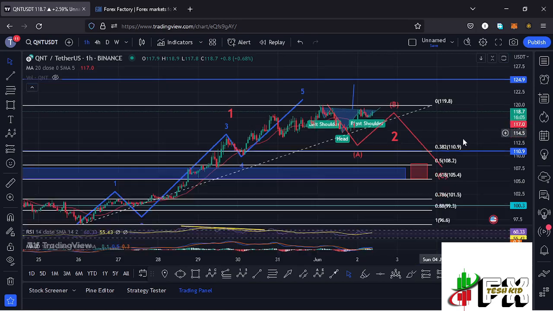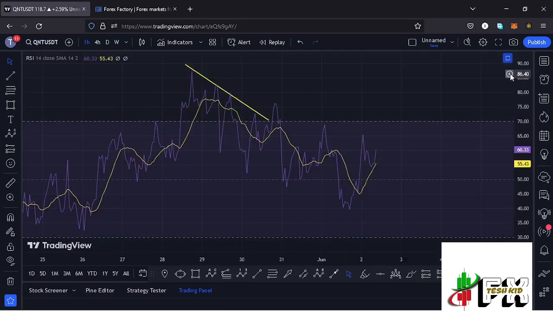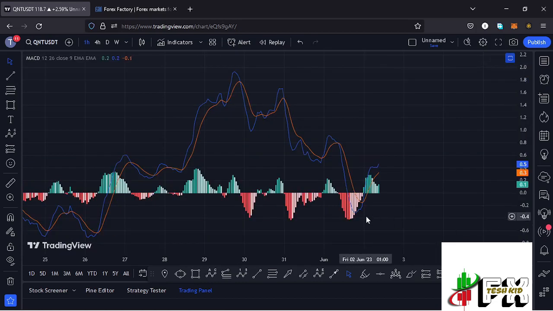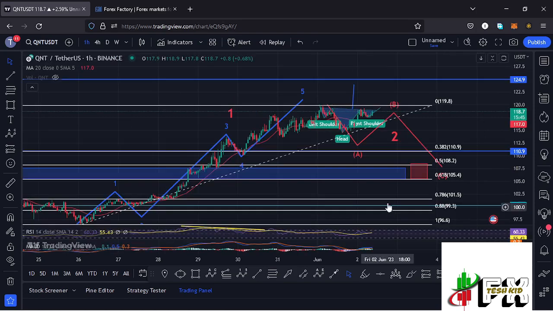And also taking a look at the indicators, on the RSI we are trading at around the 60 mark, meaning we have massive room for us to fully support higher prices. Also taking a look at the MACD, we have been able to print a bullish cross, fully supporting higher prices. So let's be patient and see how that plays out, and I'll be keeping you updated.